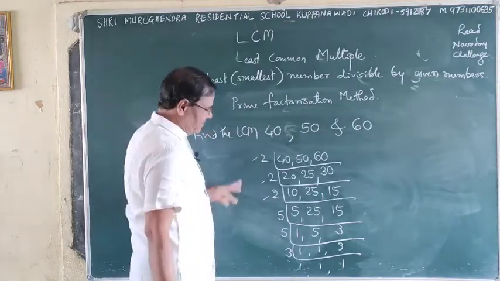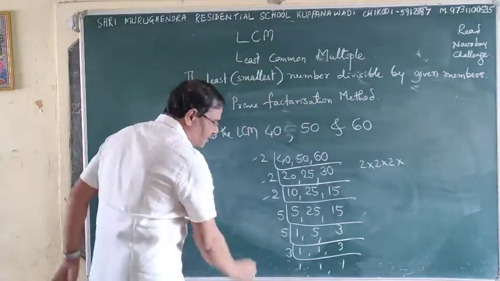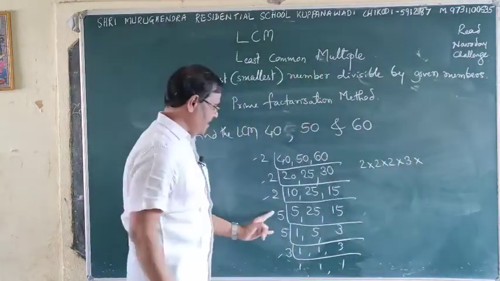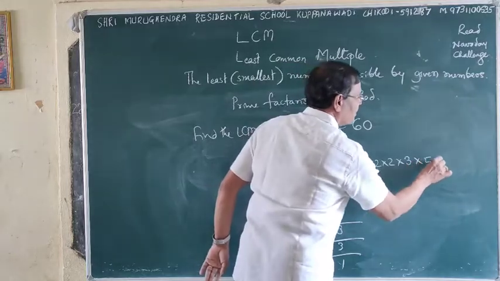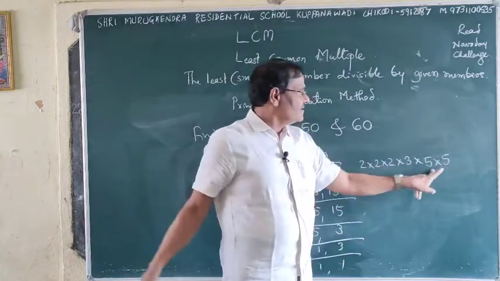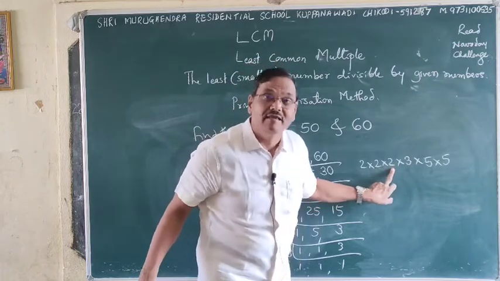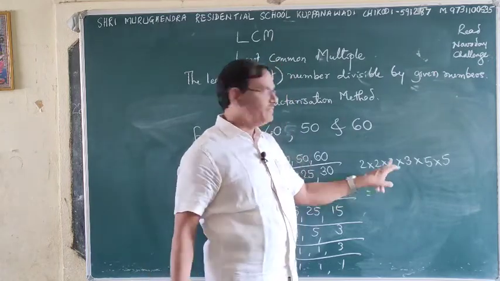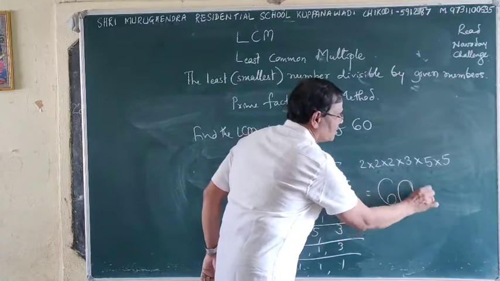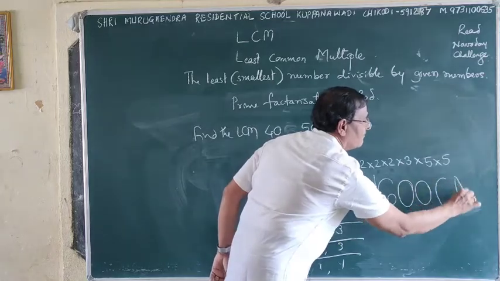How many 2s are there? Three 2s are there. And how many 5s? Ascending order. Only 3 is there, and two 5s are there. Then multiply and put. 5 5s are 25, 3 times 25 is 75, 2 times 75 is 150, 2 times 150 is 300, 2 times 300 is 600. That is the LCM.